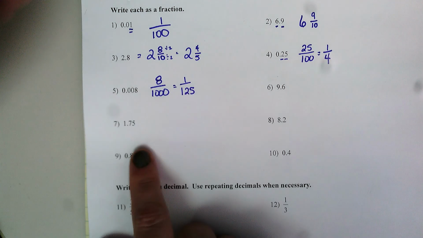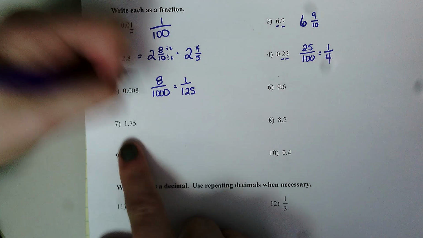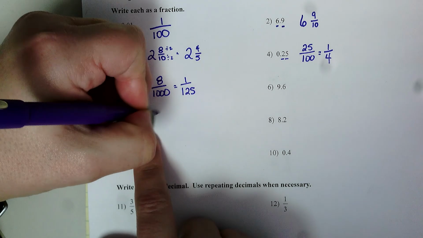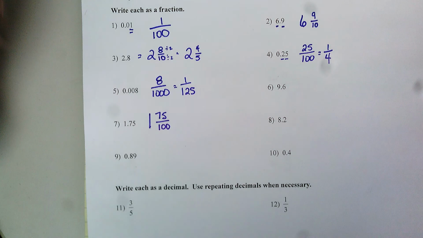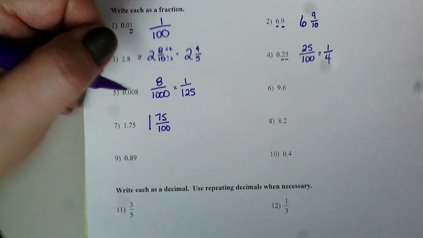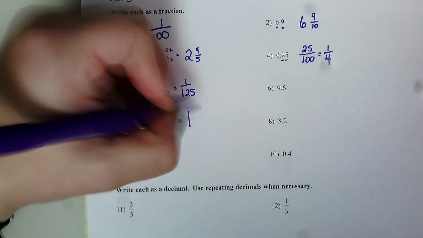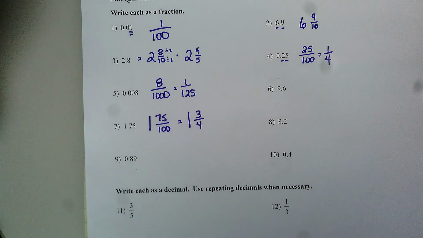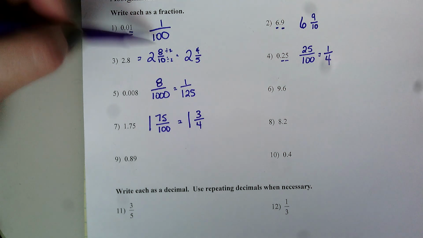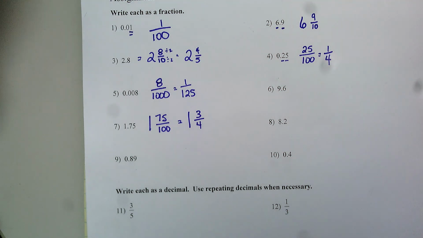Let's do one more of these. I'm going to do number 7. I have the whole number 1, and then I have 75, and it's over 100 because the 5 is in the hundredths place. And 75 hundredths simplifies down to be 3/4 because 75 cents is 3/4 out of 4/4, which is $1 or 100 pennies. Okay. And that is how you turn a decimal into a fraction. You first write it in the base 10 fraction form, and then you simplify if necessary from there.